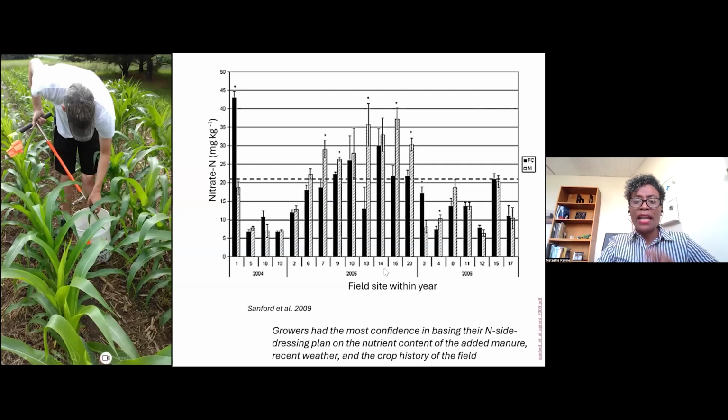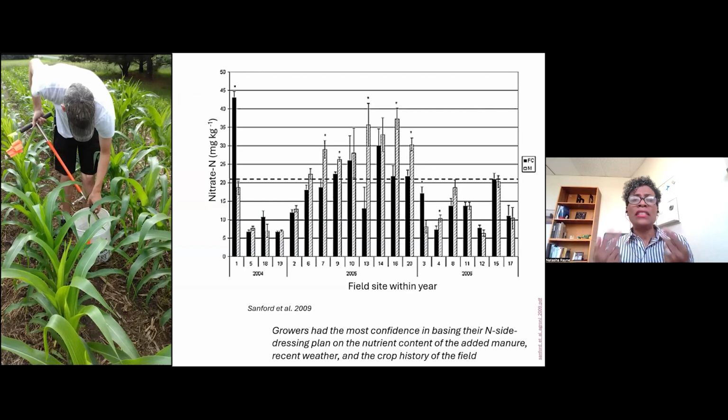I mentioned the pre-sidedress nitrate test. I looked at this study. So this study was conducted a number of years ago, 2004, 5, and 6. This was on-farm research where they looked at how fertilizer versus manure treatments compared when it comes to pre-sidedress nitrate test.